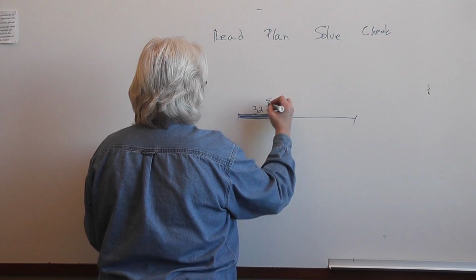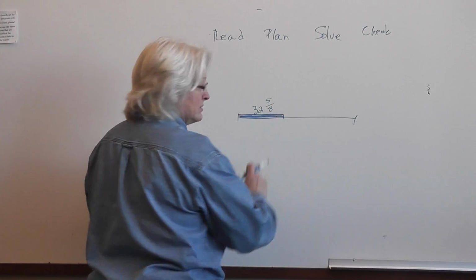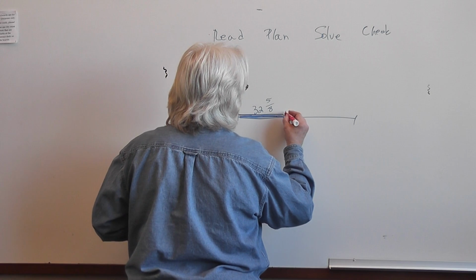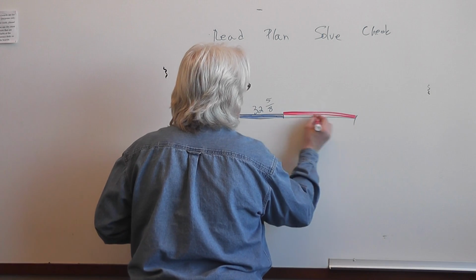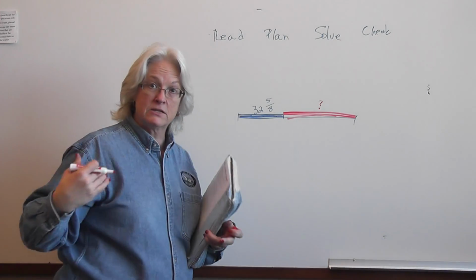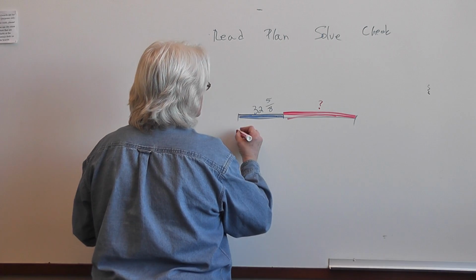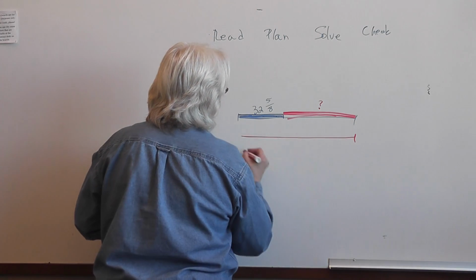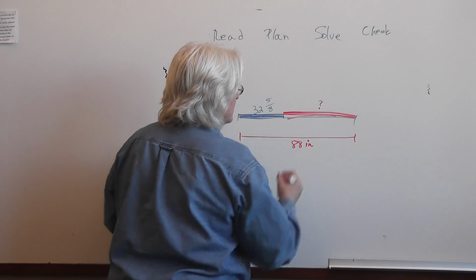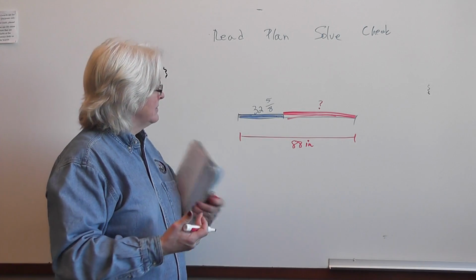32 5/8 inches long. They want to know how long this second piece of molding here needs to be so that he has the entire molding along the entire length of this wall. And our problem tells us that the entire wall has a length of 88 inches.